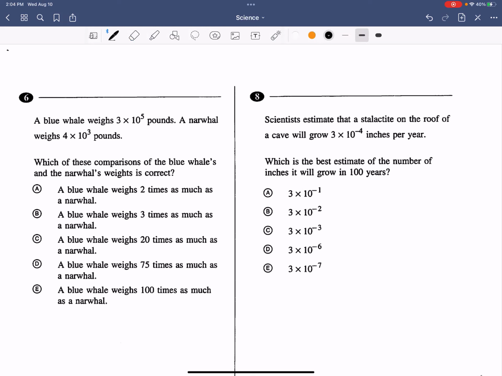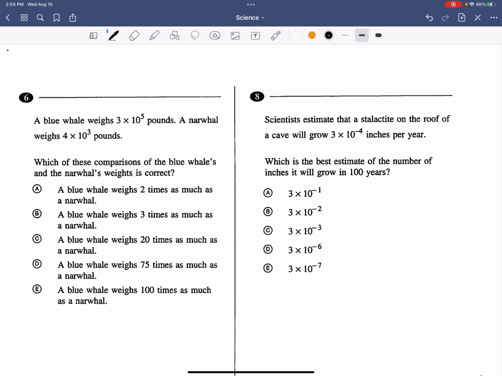Number 8 is really scary looking if you don't know about scientific notation. So students would need to know the rules of scientific notation to do this one. But it's not as scary as it would first appear if you know those rules.